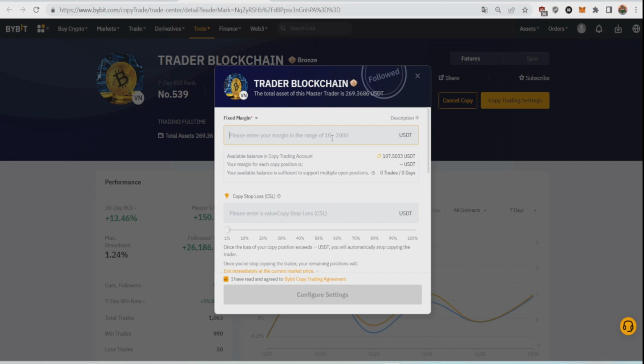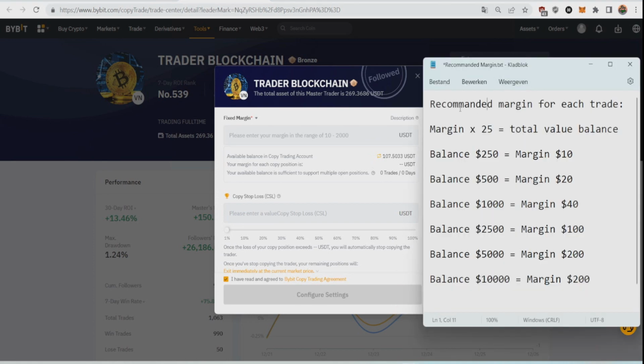So the first thing they're gonna ask us is fixed margin. You can set $10 to $2,000 USD per trade, guys, and I'm gonna explain to you right now what the ideal margins are. This part is really easy, guys. I will tell you my recommended margin out of 2-3 months of experience.